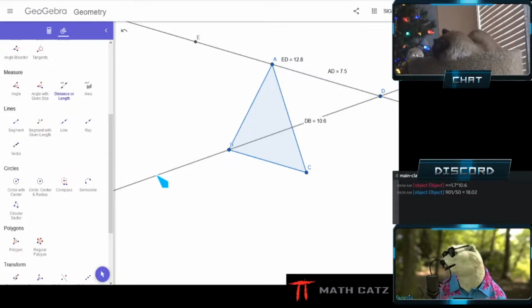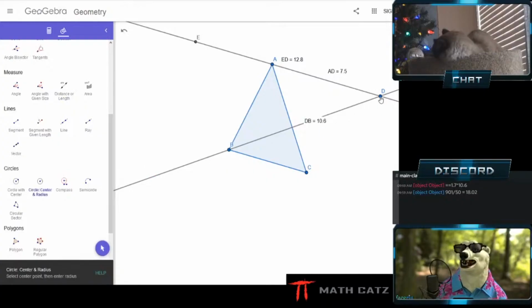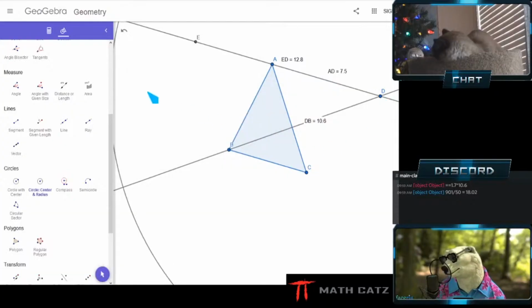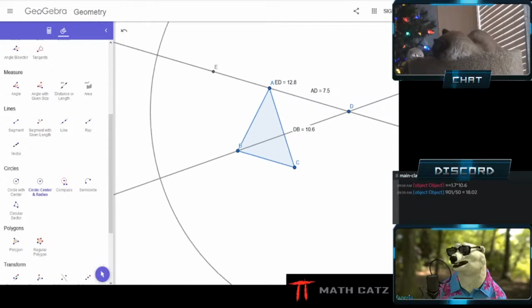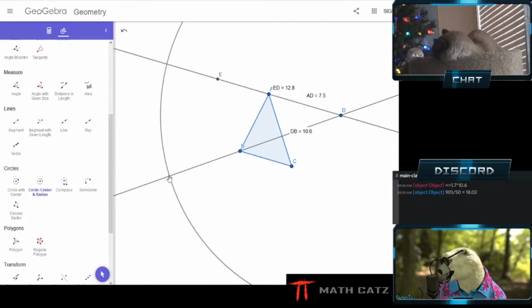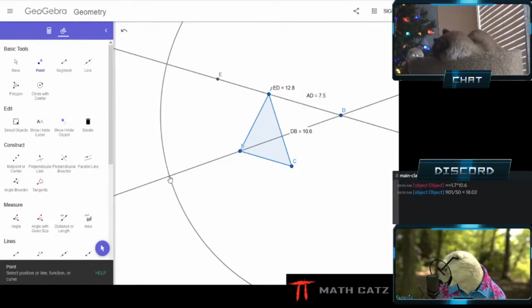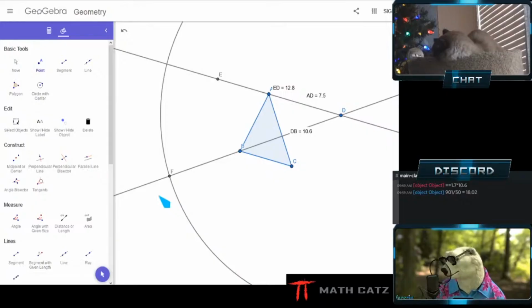I can do that by specifying a circle centered at D with that radius. Circle, center, and radius. I want it centered at D. What's the radius? 18.02. Zoom out a touch. That gives me my new point on this extended DB line called F. I'm done with the circle. I don't need to see the circle. For my immediate purposes, I will show it if I have to submit it for a test, but not right now.